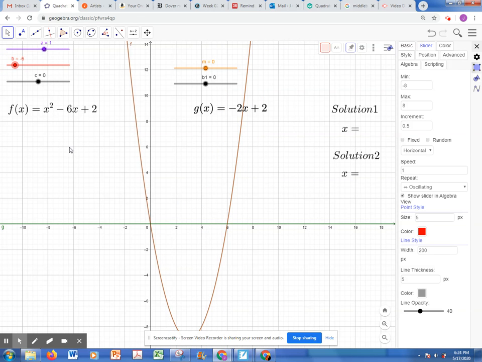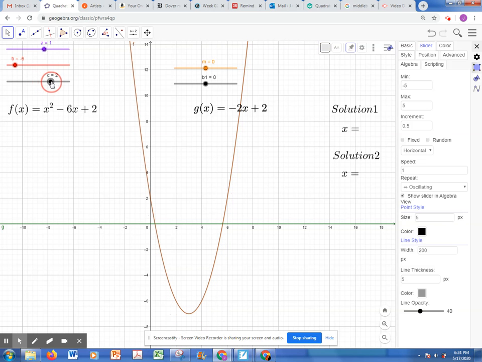All right. And then I need a +2. There we go. So now there's my parabola. Nice parabola. It's brown. Then I got a line over here.